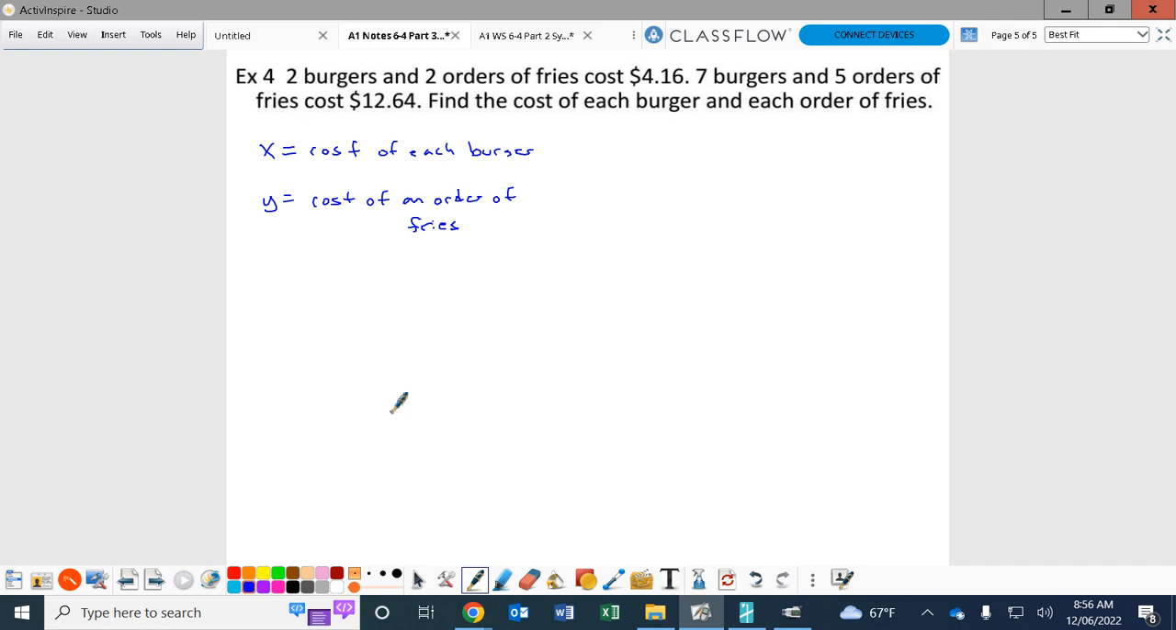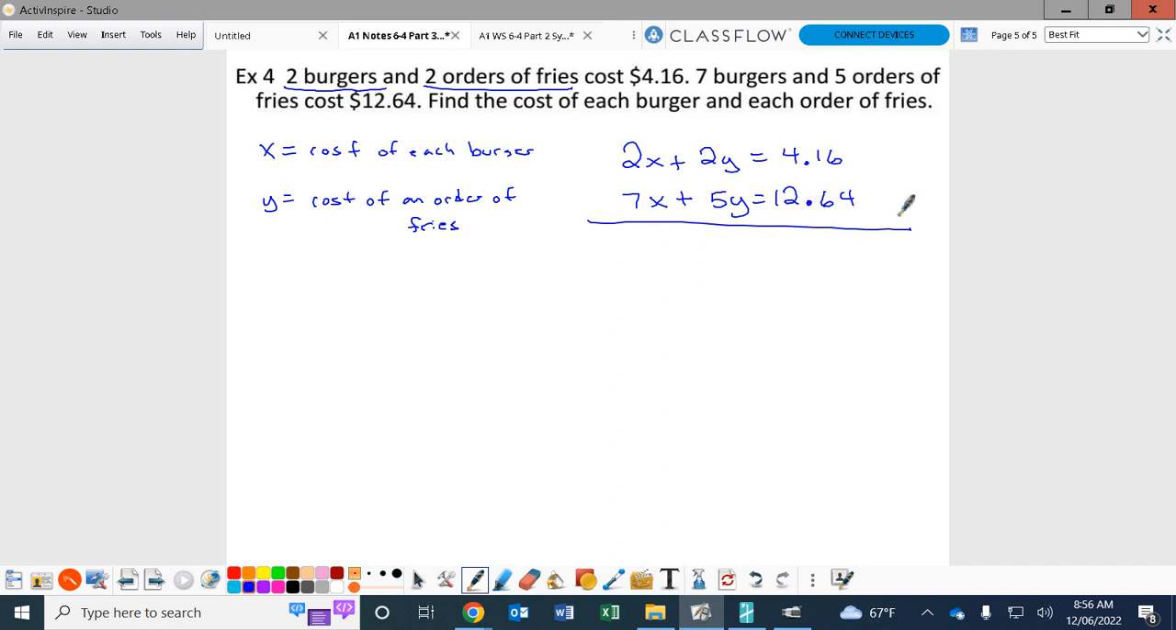Alright, so the first equation, guys, it's based straight off the sentence. 2 burgers. How do we write that? 2 what? 2x. Plus 2 orders of fries. What's that going to be? 2y. And what's the total? $4.16. For the next one, we've got 7 burgers, so 7x, plus 5 orders of fries, 5y. This time the total is $12.64.